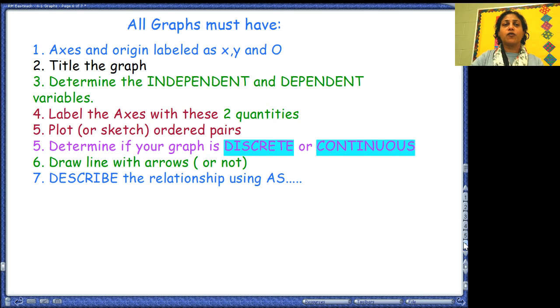Please remember that all your graphs must be labeled with the axes and the origin. They should have a title. You should know which one is the independent and dependent variable. Make sure you label the axes with the quantities. You can plot or sketch the ordered pairs. You should know if your graph is discrete or continuous. And if you need to draw a line, make sure you draw a line with arrows, and you should be able to describe the relationship using the word "as."